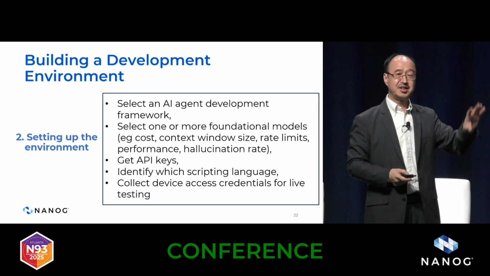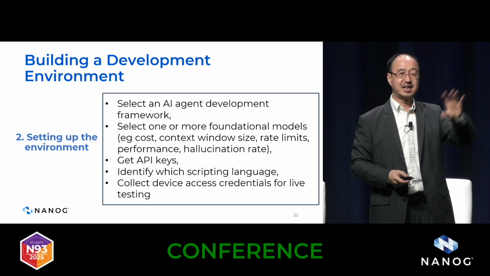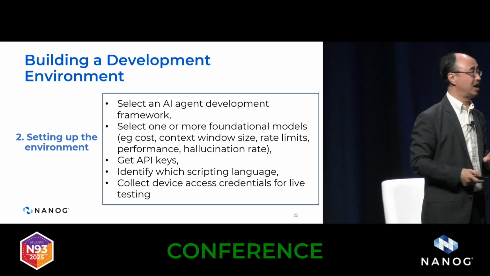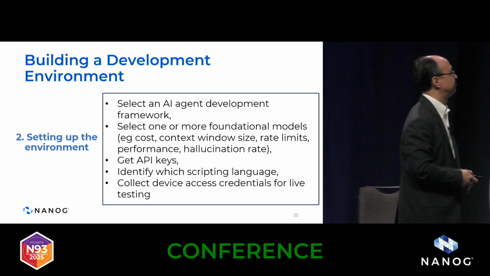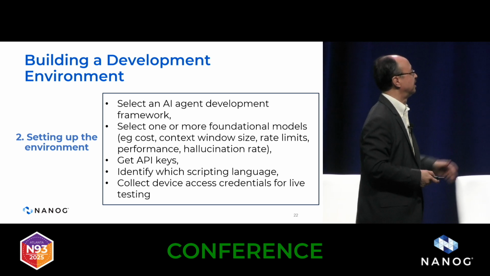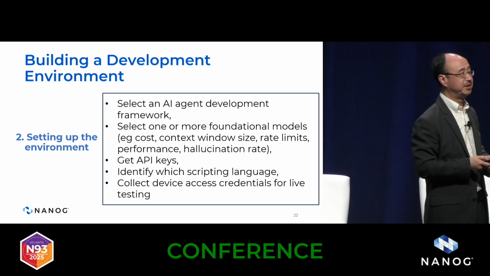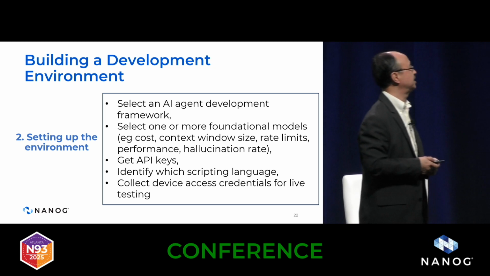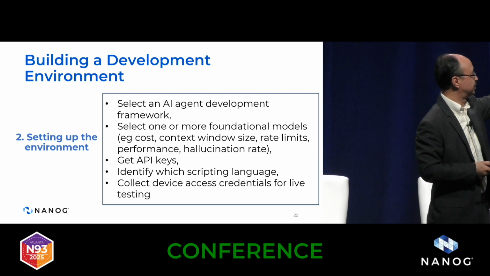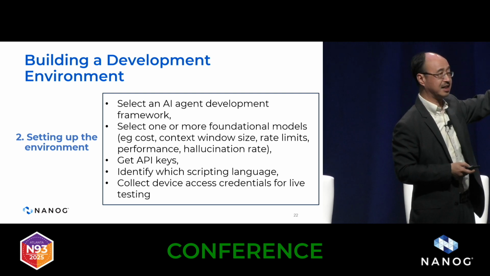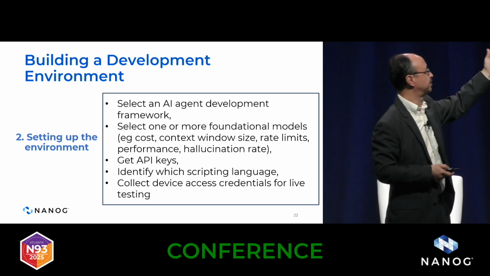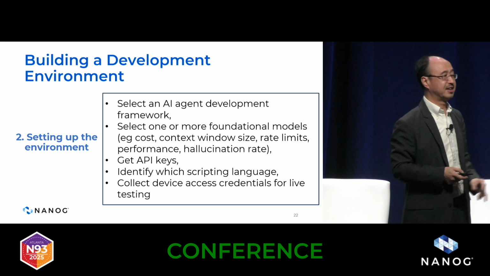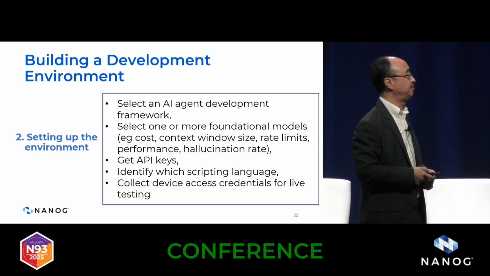Now that we understand the requirement, the next step is setting up the environment. By setting up the environment, I outline some of the tasks you're going to have to think about. Okay, what kind of agent development framework and what kind of foundational models are you going to select? There are several parameters: the cost, context window size, rate limits, performance, hallucination rate, a bunch of other stuff, right? And obviously you need to get the API key because we're going to run through the API.